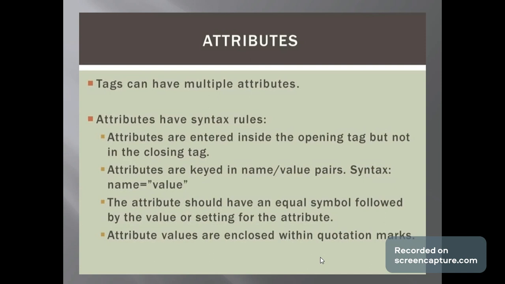Let us know about attributes. Tags can have multiple attributes. Attributes have syntax rules, meaning they have their own rules. Attributes are entered inside the opening tag but not in the closing tag. Attributes are keyed in name and value pairs. Syntax: name equals value, which is quoted in double quotes. The attributes should have an equal symbol followed by the value or setting for the attribute. Attribute values are enclosed within quotation marks.